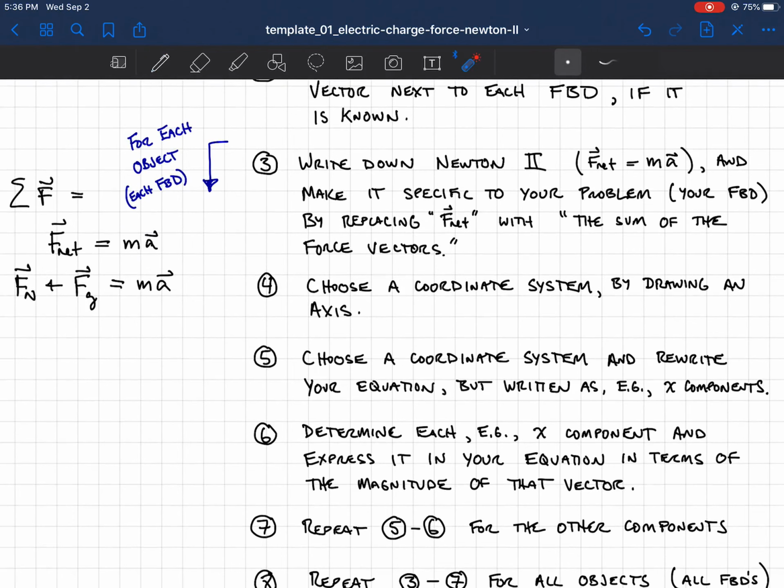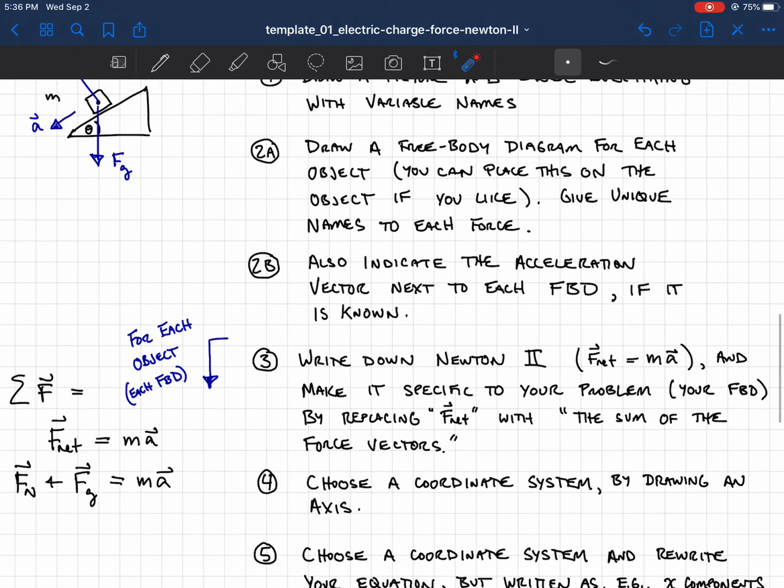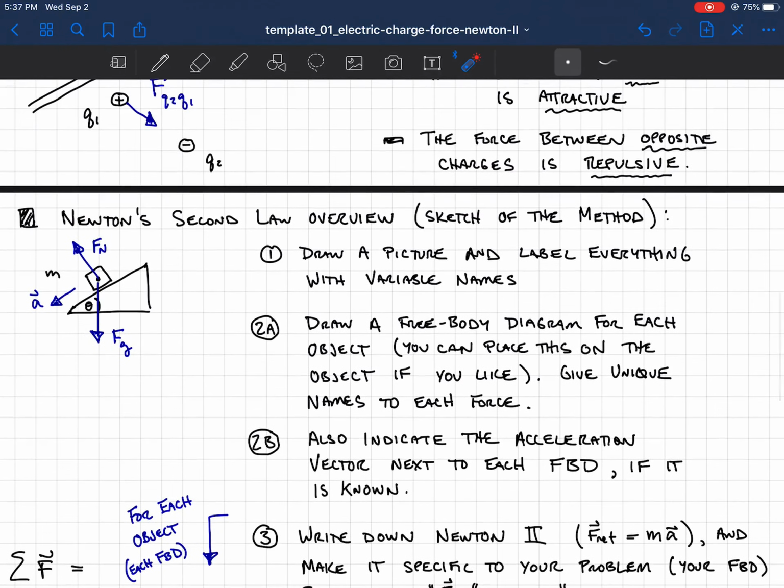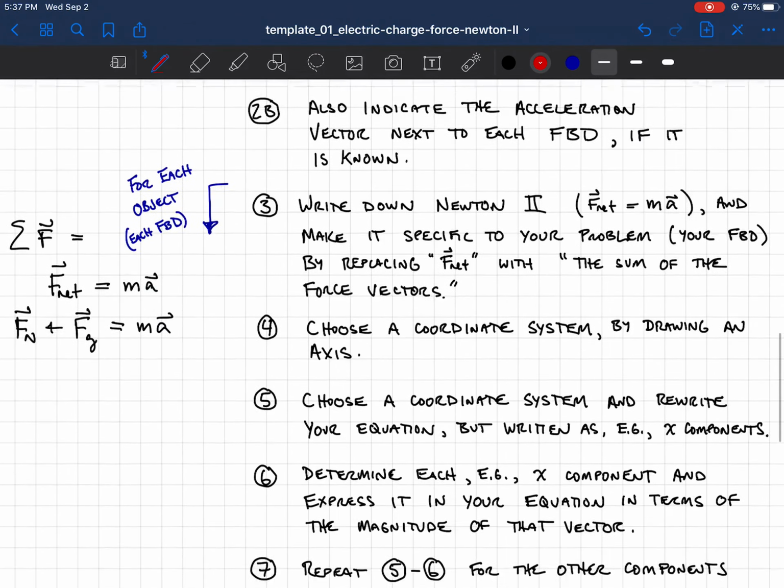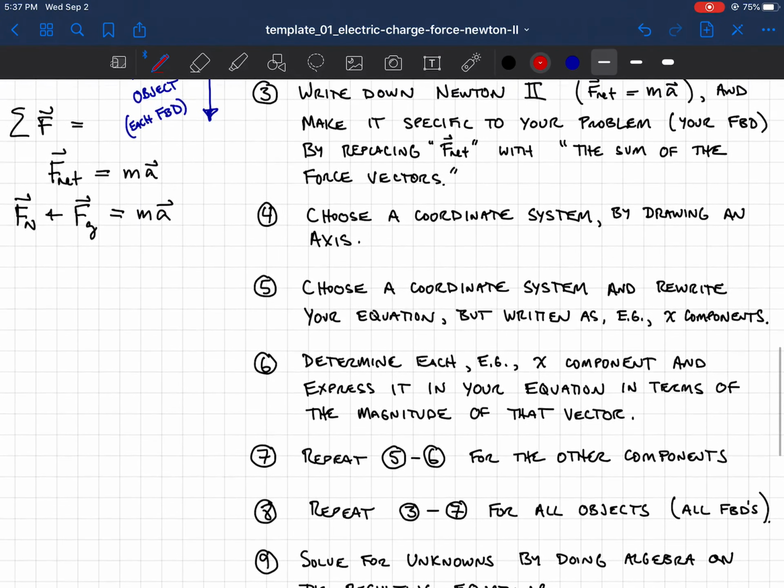Okay, the next step, step 4, is you choose a coordinate system. That just means that you draw an axis. It tells you how you're going to break up these vectors into different directions. So maybe I'll use red for the coordinate system, and maybe I'll use this as my coordinate axis. I just draw an arrow in the positive direction and call one side x and one side y, and that's going to be the coordinate system that I use. Okay, now that I've chosen it, now I can deal with my vector equation that I have here.